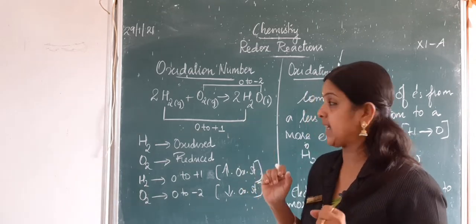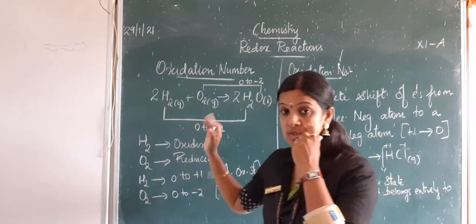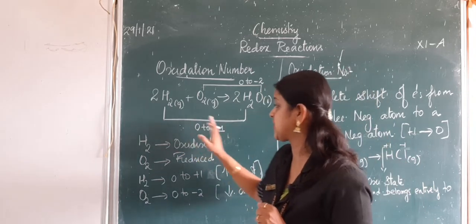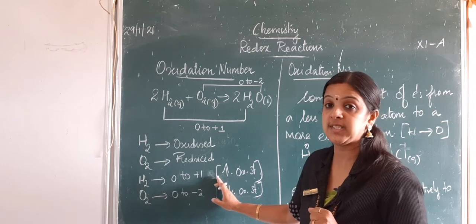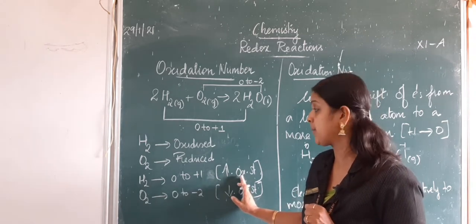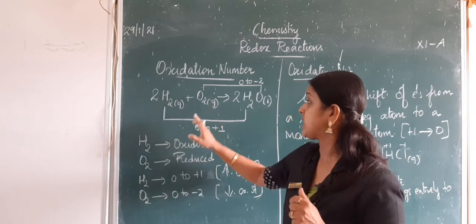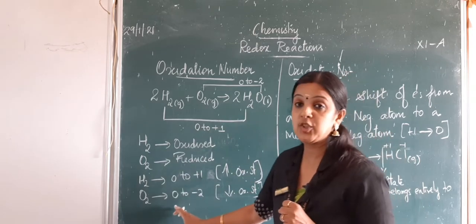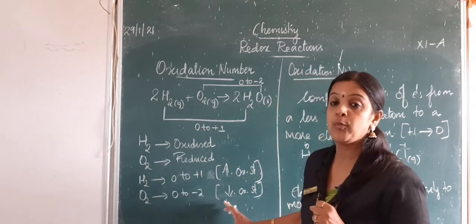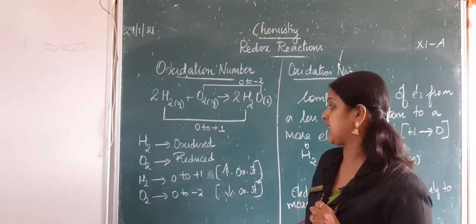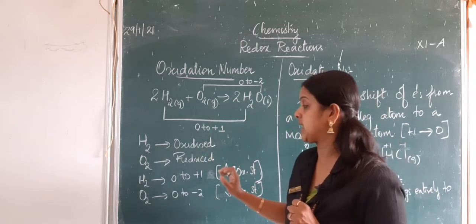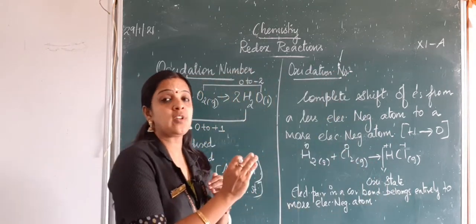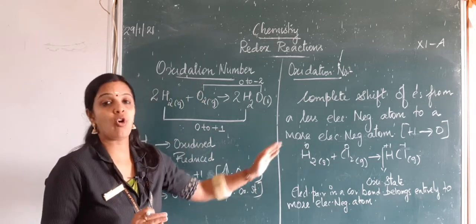So when you consider this reaction, we know hydrogen loses electrons to become H+, that is, from 0 oxidation state it becomes +1 oxidation state, where there is an increase in the oxidation number. And when you consider oxygen, it gains electrons to become an anion, that is, the oxidation number changes from 0 to -2, where there is a decrease in the oxidation state. So hydrogen is getting oxidized and oxygen is getting reduced here. So there is a shift of electrons actually happening from hydrogen to oxygen.